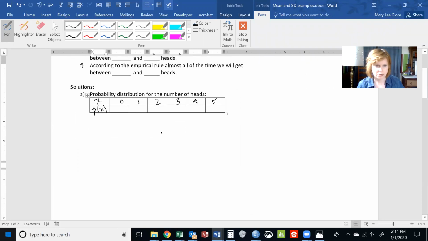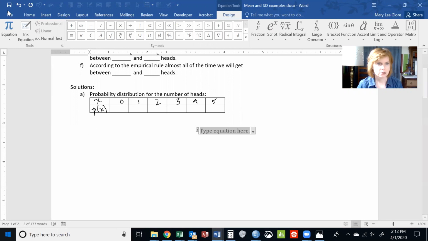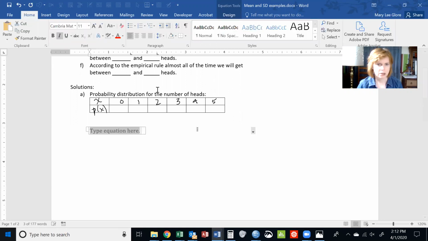All right, so how do I do this problem? Well, let's think about it for a minute. If I was to flip a coin 5 times, what kind of outcomes would happen if I did that? All right, so let's think about S, meaning the sample space, for this particular example.